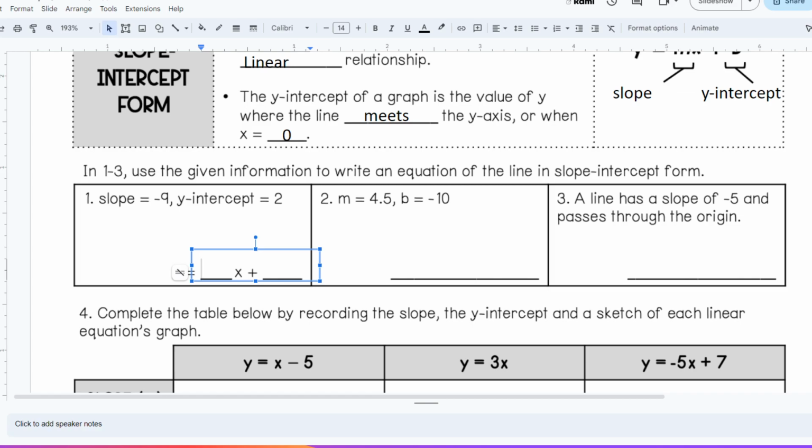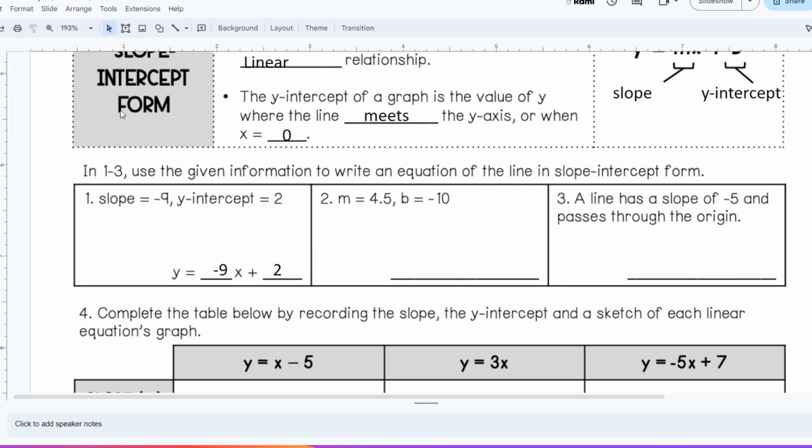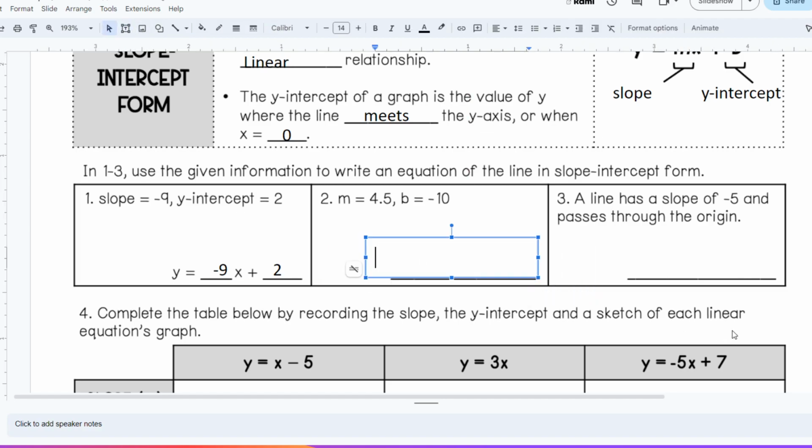All right, so it says slope equals -9 and y-intercept equals 2. So remember, slope is where the m value goes. That's always with our x. So this value is going to be -9, and y-intercept is going to be 2. So there's our equation for that line. Very, very simple. This one tells you the m and b. You just have to write out the full equation.